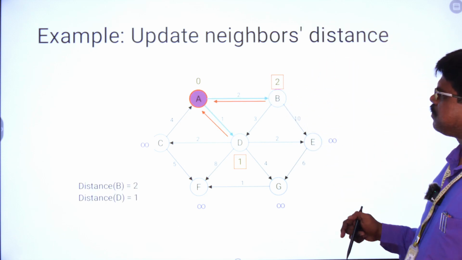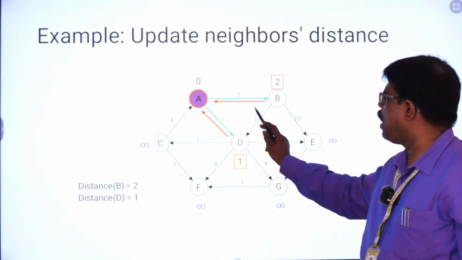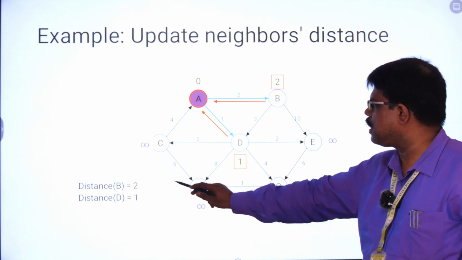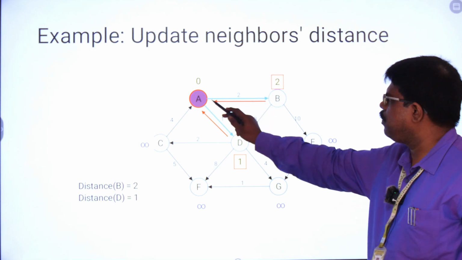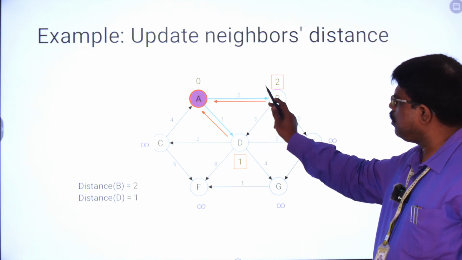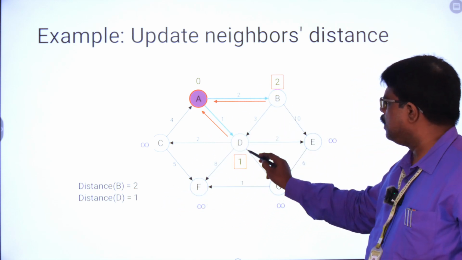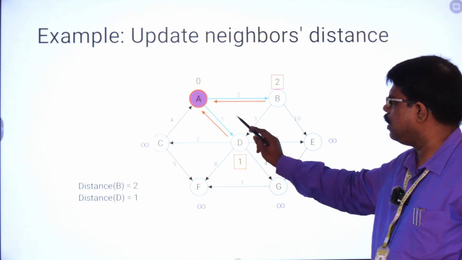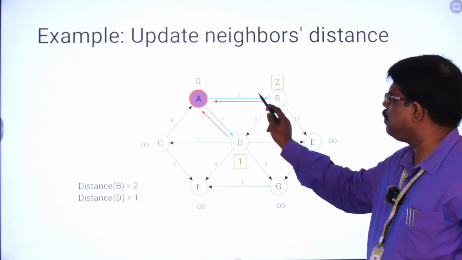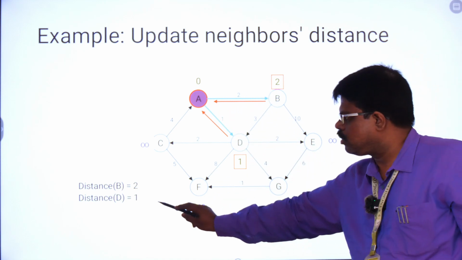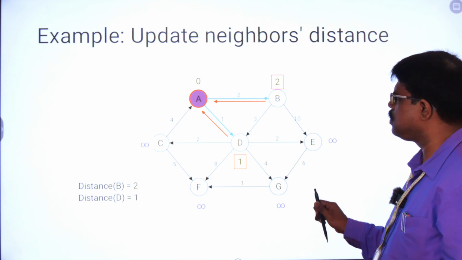Example, update neighbors' distance. In the first case, you start with the source node, where A is the source and B is a neighboring node. First you calculate the distance from A to B. The value given is 2. When you add the value of A with B, you get the distance of A to B: 0 plus 2 is 2. And D will be the minimum distance with the value 1. So considering A, B, D, where A to B is 2 and A to D is 1, the total distance of D is 1 and the total distance of B is 2. So this is the case.